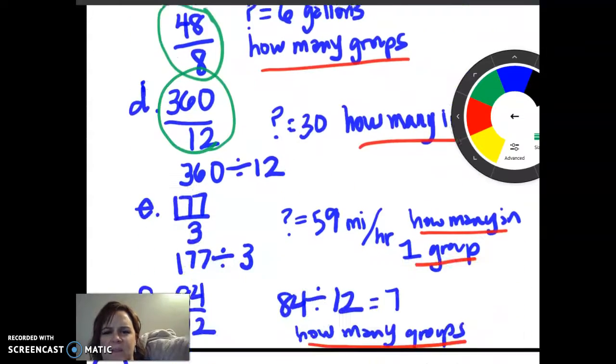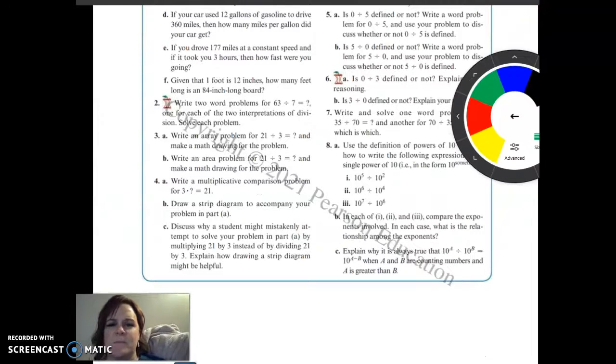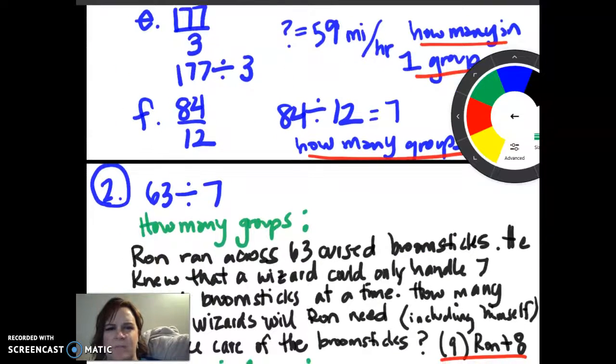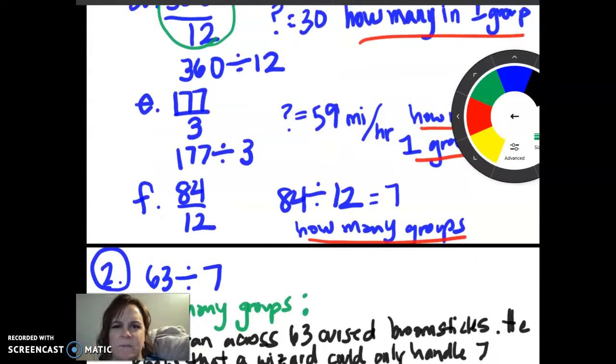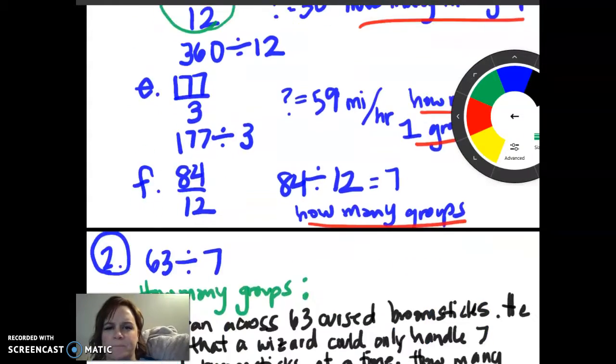All right, and then the next one is E. If you drove 177 miles at a constant speed and it took you 3 hours, then how fast were you going? So let's divide 177 by 3, and we get 59 miles per hour. And this is a how many in one group type of problem.